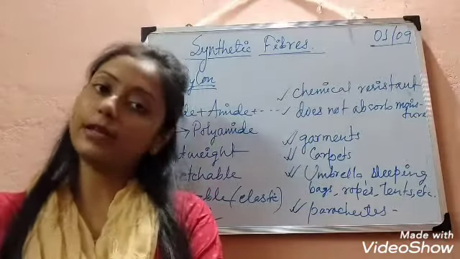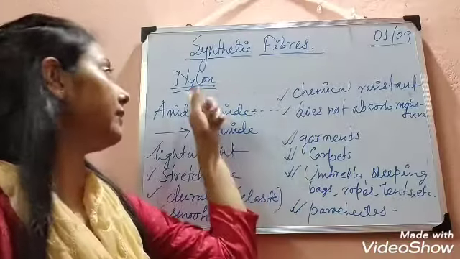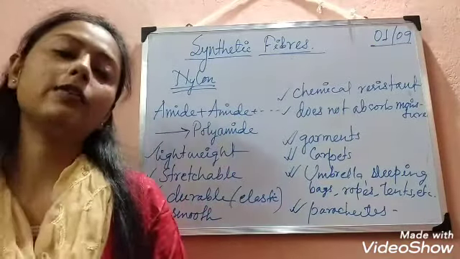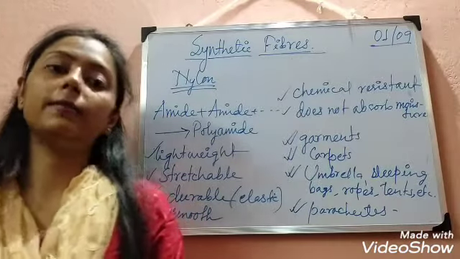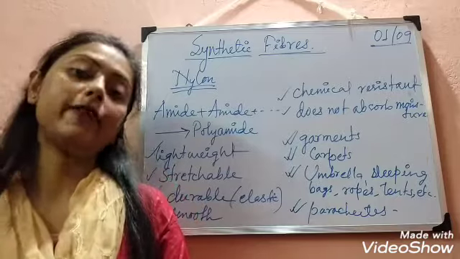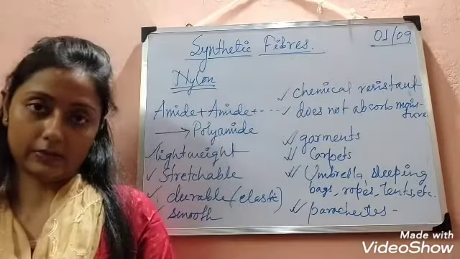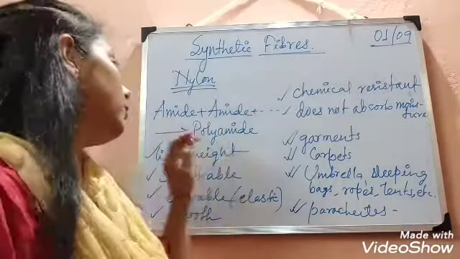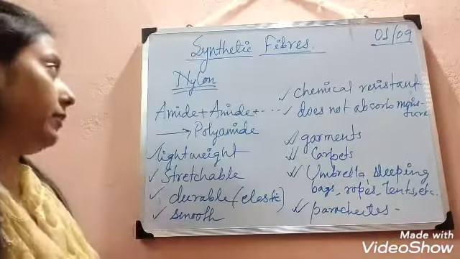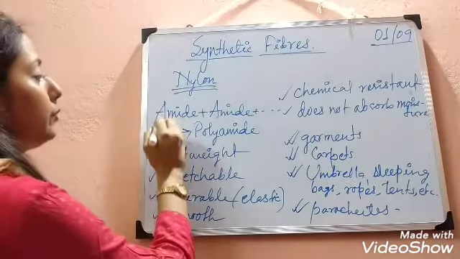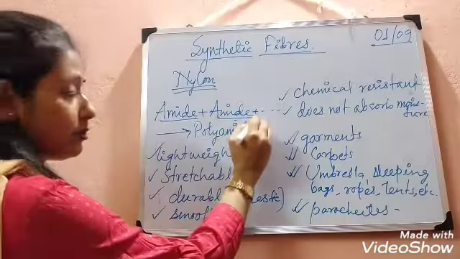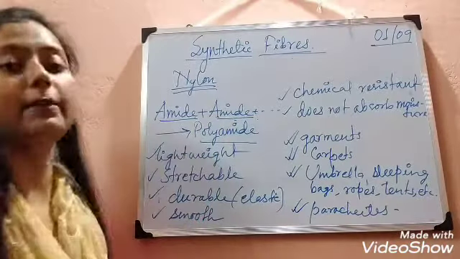So let's begin today's class with the first one, and that is nylon. We hear the term nylon in our everyday life. Nylon is a very common, very important synthetic fiber that we use every day. So now we should learn the chemical nature of nylon. Look at the board. You can see here some amides. Amides are attached together to form a polyamide.